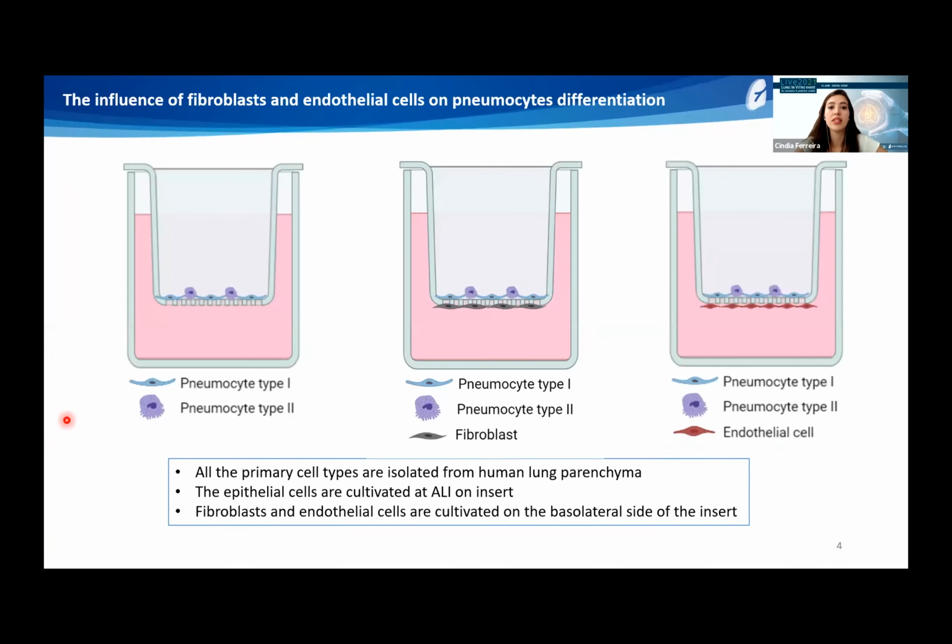Then we wanted to see the influence of fibroblasts and endothelial cells on pneumocyte differentiation. To do so, we made three models. The first one, where we have only pneumocytes on the apical side. A second model where we added fibroblasts on the basolateral side. And finally, a third model where we put endothelial cells instead of fibroblasts on the basolateral side of our inserts.